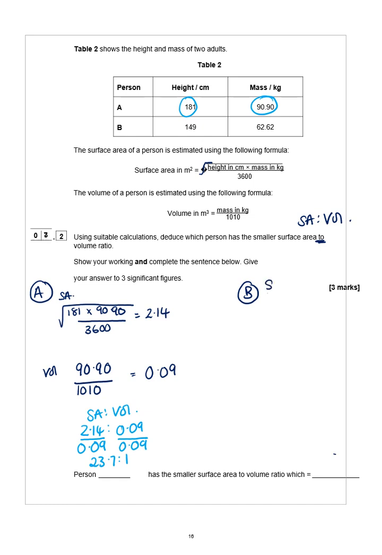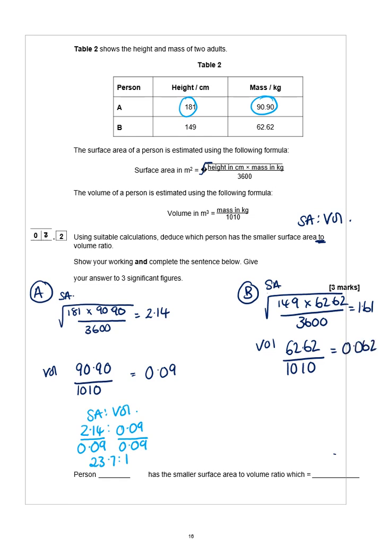So for surface area, I'm going to do the square root of 149 times 62.62 divided by my 3,600. That gives me a surface area of 1.61. My volume would be 62.62 divided by 1,010 to give me a volume of 0.062.